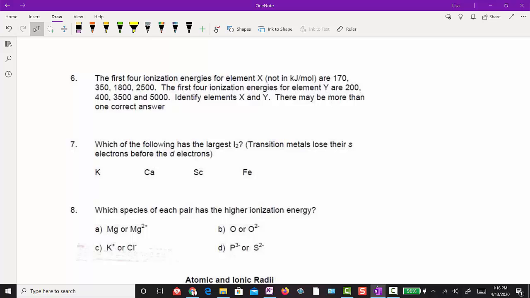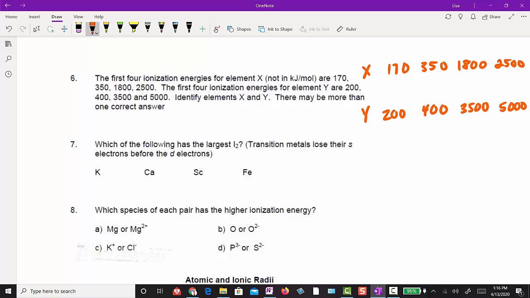All right, so we have two elements here, and I'm going to write these out because I don't like looking at them. So X is 170, 350, 1800, and 2500. And then Y is 200, 400, 3500, and 5000. All right, so first off, where is our big jump? It doubled there, but then here, there's my big jump. And then the same thing here. So there's I1, I2, I3. So from I2 to I3, there's our big jump.